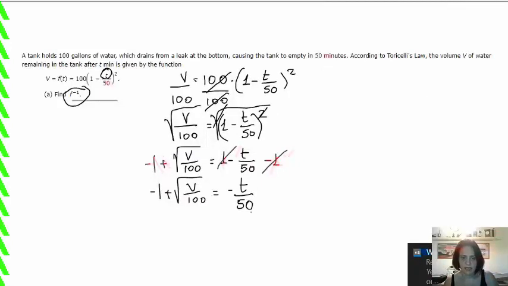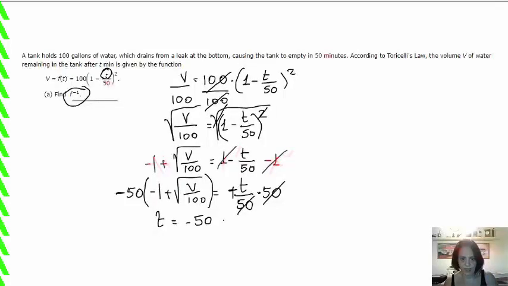The next step will be to multiply both sides by 50 in order to get rid of the 50 in the denominator. Of course, I need to put the parentheses here. Don't forget the parentheses so you can distribute the 50. Simplify the 50s and you have 50 times this parenthesis equals negative t. Now I want t, I don't want negative t. So if I multiply both sides by a negative sign, then I make this into t. So I have t equals negative 50 times negative 1 plus the square root of v over 100.